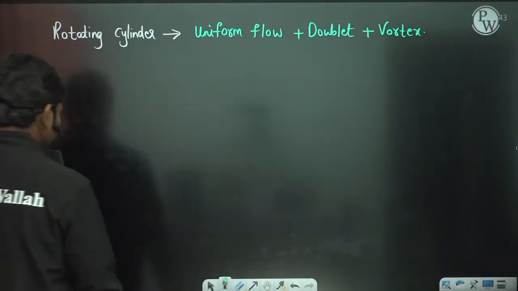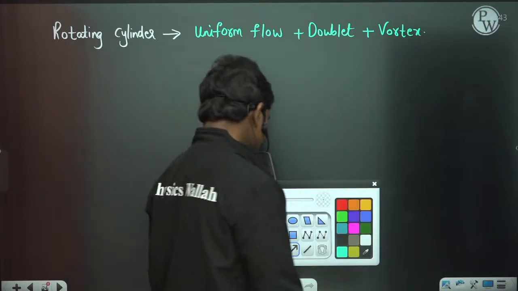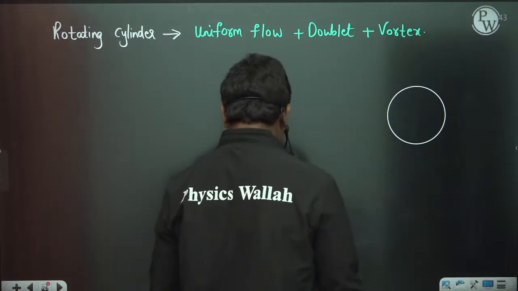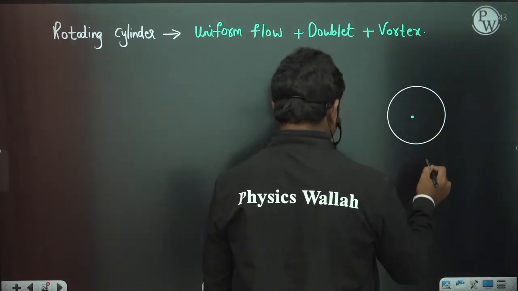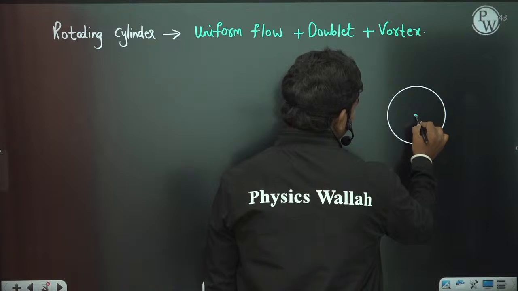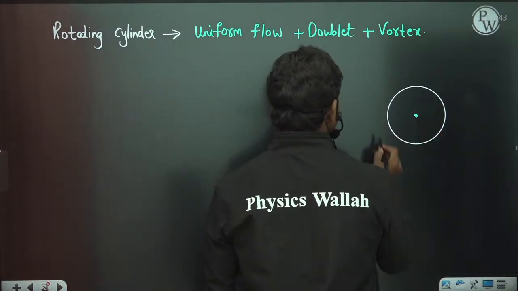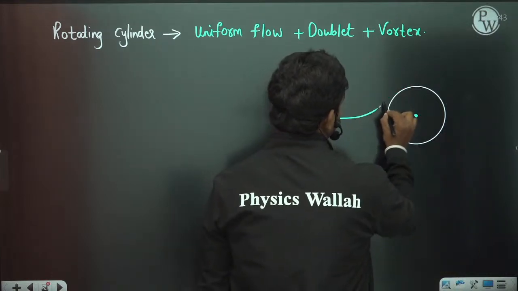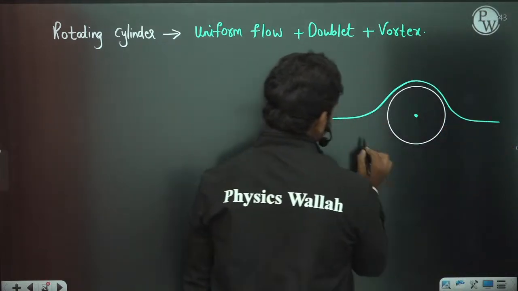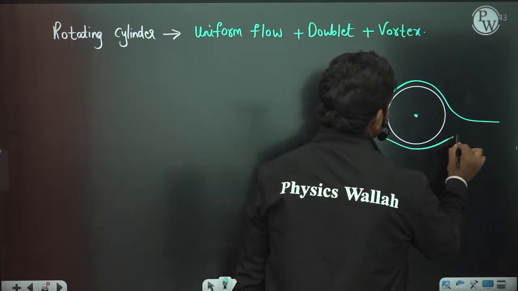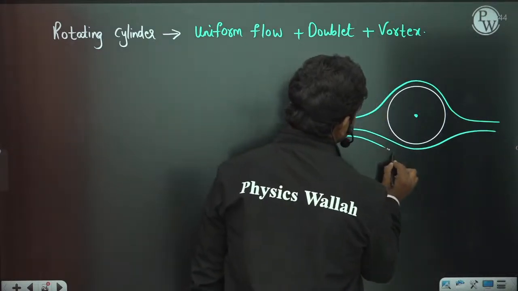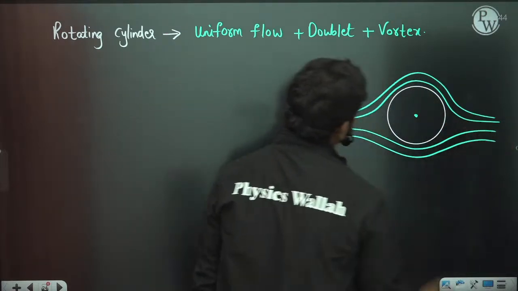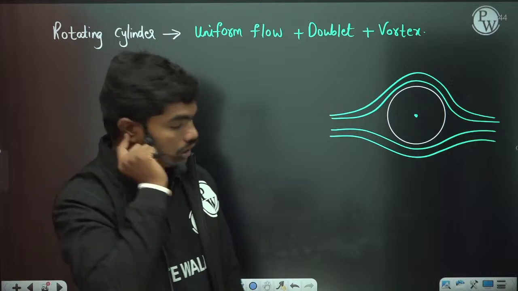See, the cylinder is rotating. So let us suppose the cylinder is rotating in this case and there is some flow taking place over the cylinder. We have one more flow. Let us try to identify the lift on this cylinder.